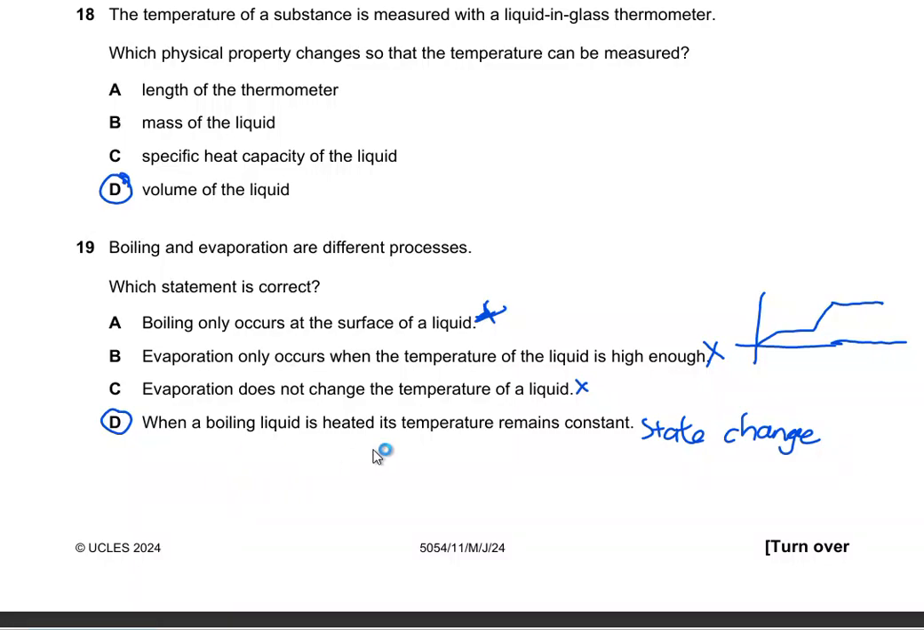And when a boiling liquid is heated up, its temperature remains constant because of the state change. We can see this in the heating curve. So here the temperature is constant, which means state change. Okay, so it's D.